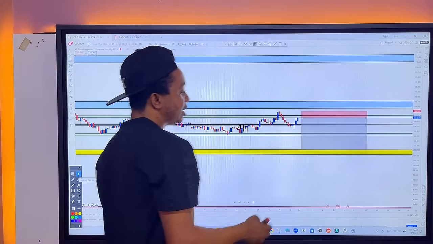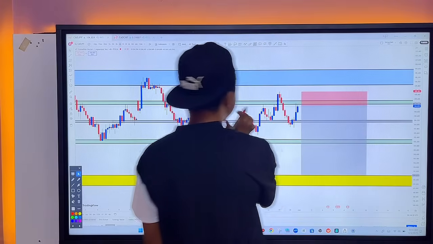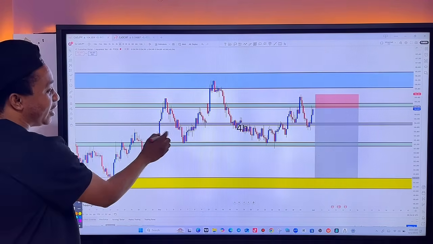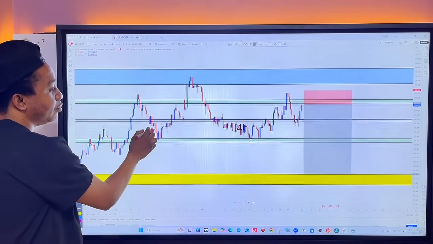Okay, so this is CADJPY on the 4 hour time frame, and this is exactly how we are going to pick our entry to the downside on this play. Let's explain the 4H quickly and then move to the next pair.